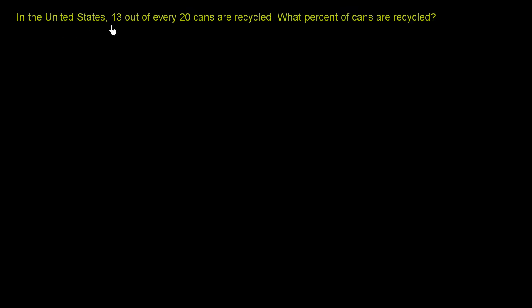In the United States, 13 out of every 20 cans are recycled. What percent of cans are recycled? So 13 out of every 20 are recycled. So 13 20ths, or 13 over 20, could also be viewed as 13 divided by 20. And if we do this, we'll get a decimal, and it's fairly straightforward to convert that decimal into a percentage. So 13 divided by 20.